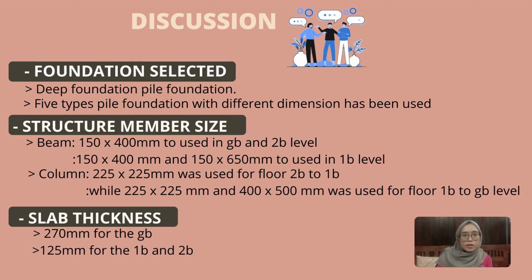Other than that, slab weight is a significant part of the structure. The load and the thickness of the slab must be determined early in the design process. In this project, the slab thickness was different for the GB level compared with the 1B and 2B levels, which is we used 270 mm for GB and 125 mm for 1B and 2B.